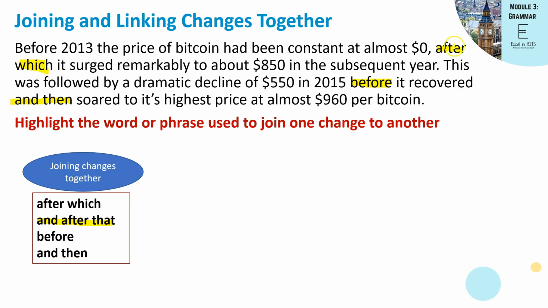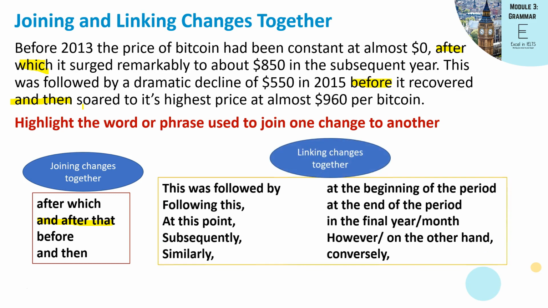What these joiners, I call them joiners, do is, like I said, connect one change to another. And by doing that, they're also creating a complex sentence for you. So you're basically killing two birds with one stone.